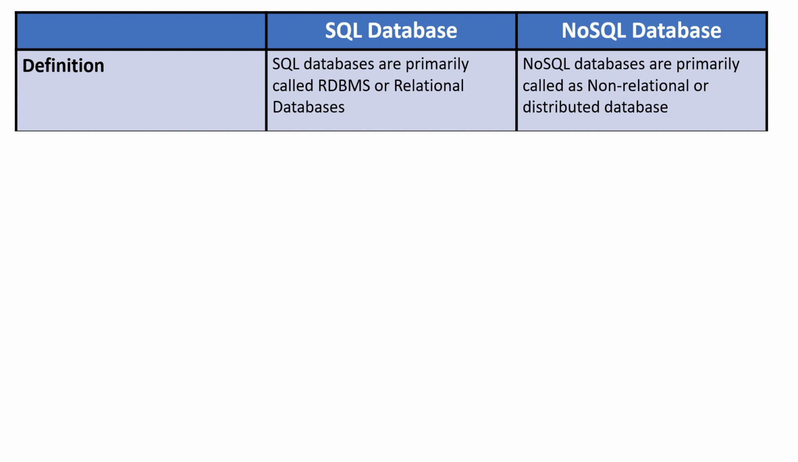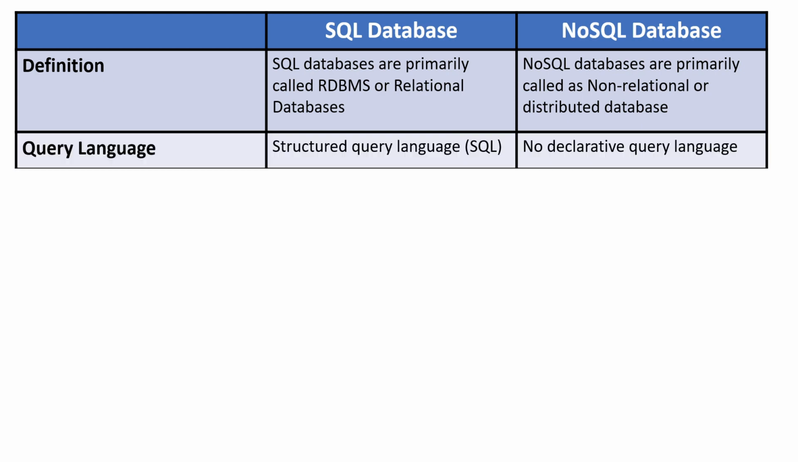All the relational databases are the SQL databases, while NoSQL databases are non-relational or distributed databases. And here distributed database means our data is located in different sites connected by a network, or our data may also be present on a different network. So in a NoSQL database our data is distributed.